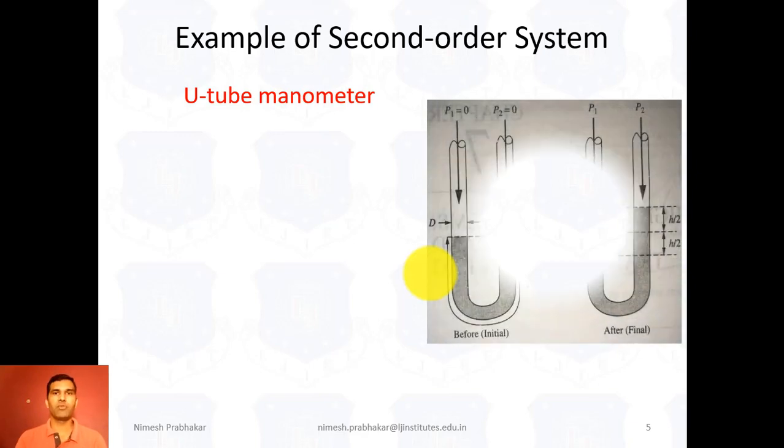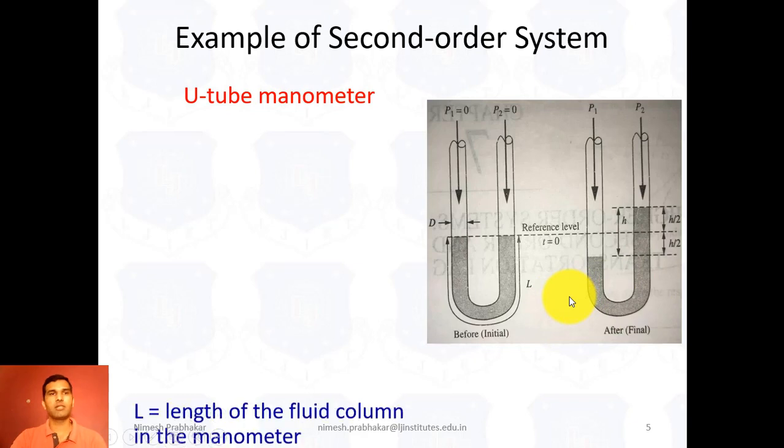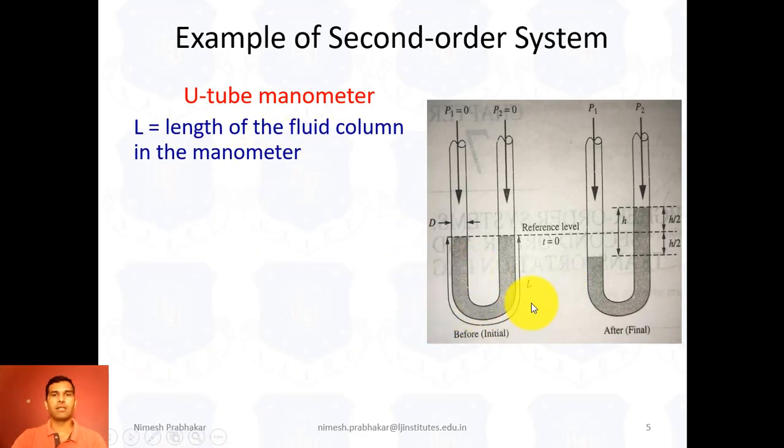Here in the figure, see the U-tube manometer. The figure represents the before and after. That means at the initial stage the manometer position, and after that the final stage manometer position. Here in this system, L represents the length of the fluid column in the manometer.